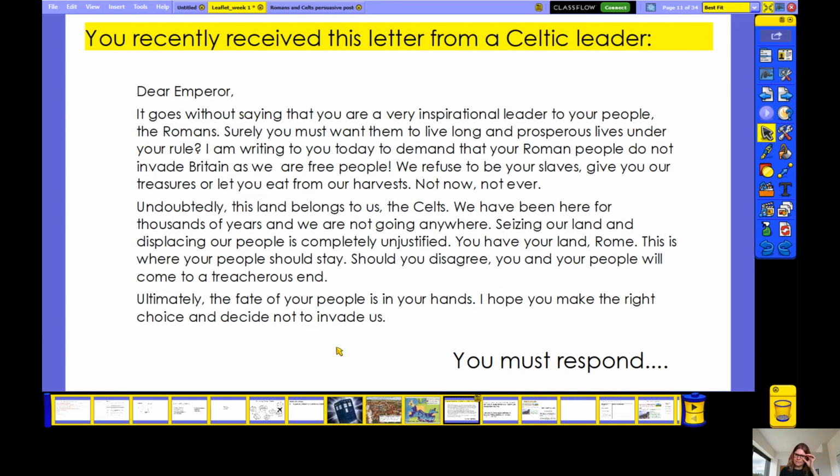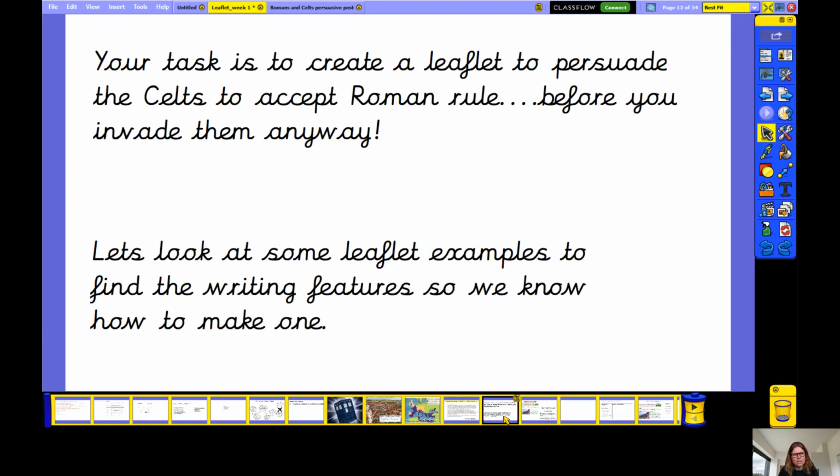Oh dear. It doesn't sound like the Celts are going to be particularly happy about having Romans leading them. Now, you're going to need to respond to this, and you're going to need to respond, first of all, in a persuasive way. We're going to create a leaflet, a Roman leaflet, to persuade the Celts to accept Roman rule. You're going to invade them anyway, but let's first of all try and persuade them that living under Roman rule will be a good thing. Let's look at some leaflet examples to find the features so we know how to make one this week.